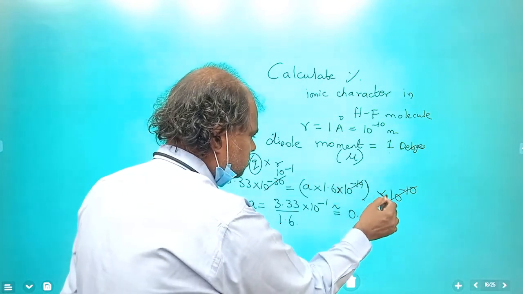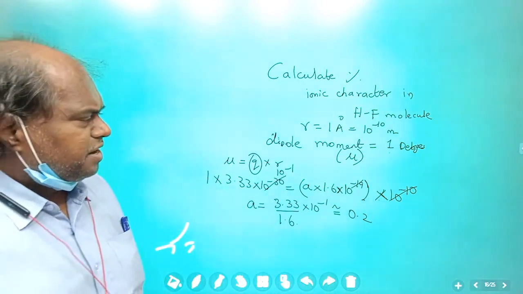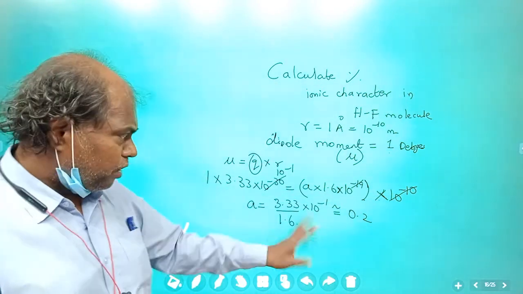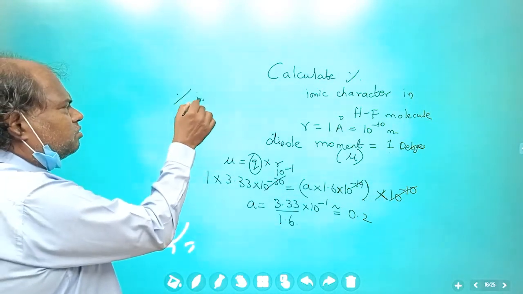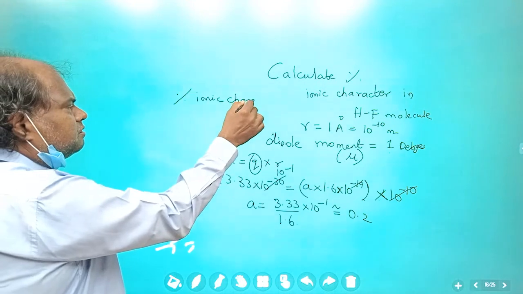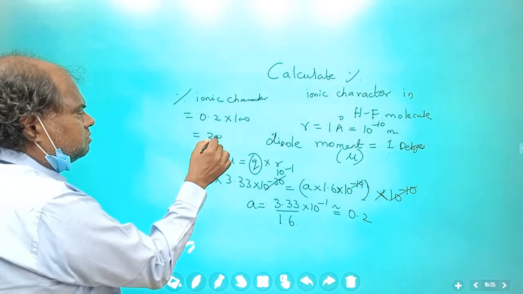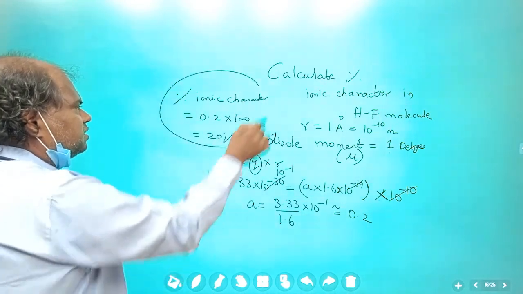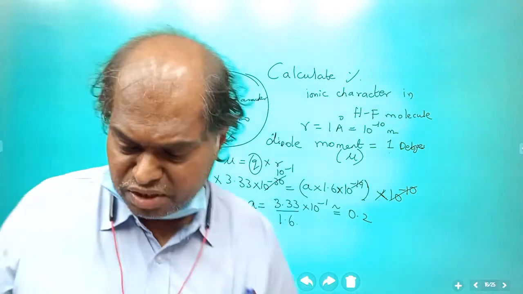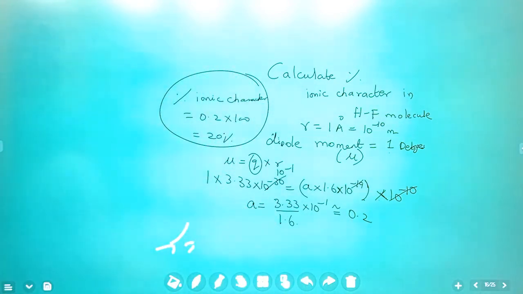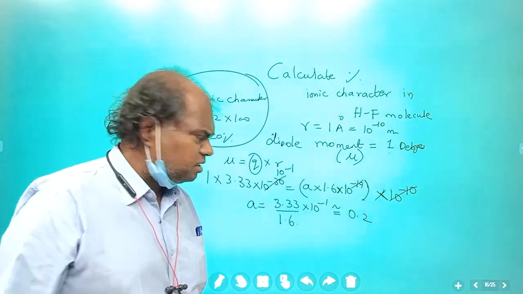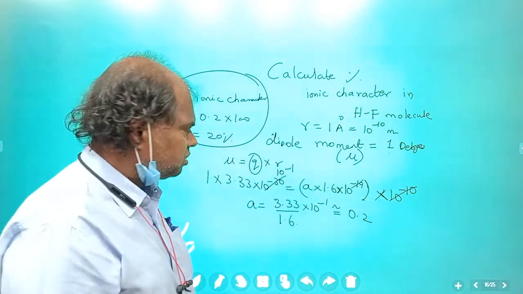Clear? You will get in terms of electron 0.2. So 0.2 means the percentage ionic character, just now I told you, just multiply that by 100. So you'll get 0.2 into 100, right? You'll get 20%. That's all. That's how you find percentage ionic character, right? So students, you have to tell in terms of electron. In terms of electron, 0.2, right? 0.2 times of the electron, 20%.